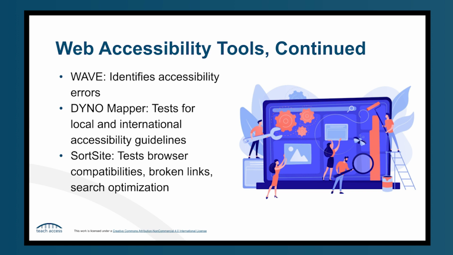Dibo Mapper is a paid subscription that tests the accessibility of an entire website and tests for local and international guidelines. SortSite is a web crawler that scans full websites for quality issues, including accessibility, browser compatibility, broken links, legal compliance, search optimization, usability, and web standards compliance. This is also a paid subscription.